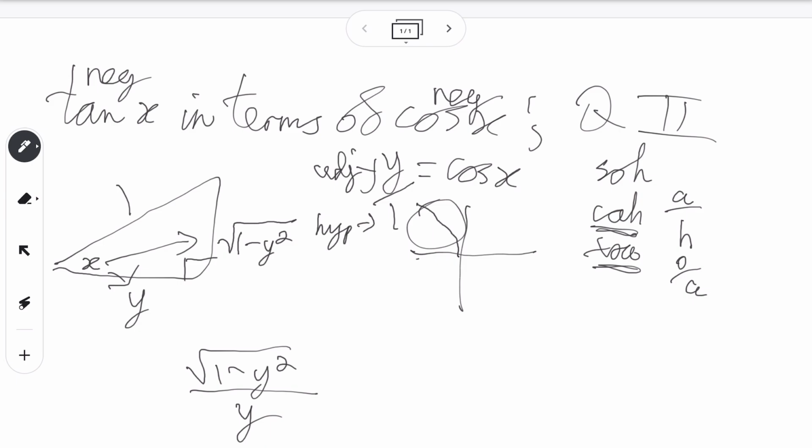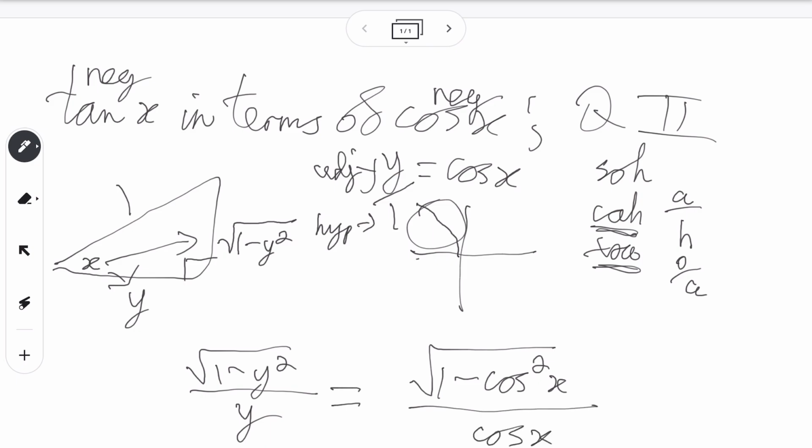Now, we're going to substitute back in cosine for y, because we said that y was equal to cosine x, right? So here we have the square root of 1 minus cosine x squared over cosine x. Now, the output of this square root here will always be positive, and this cosine will be negative, because we said from earlier that it's negative. So a positive over a negative is a negative, so this whole expression will be negative.